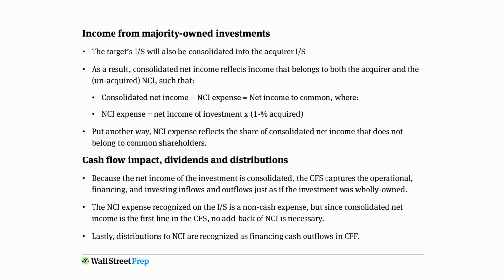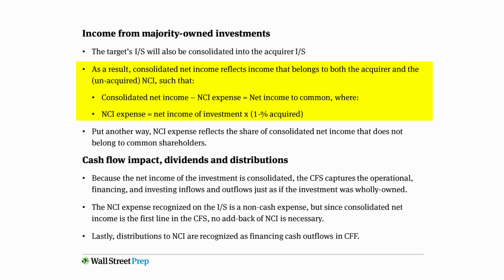We now turn to how majority-owned investments are treated on the income statement. Just like on the balance sheet, the target's income statement will be consolidated into the acquirer's income statement. As a result, consolidated net income reflects income that belongs to both the acquirer as well as the unacquired non-controlling interest net income.